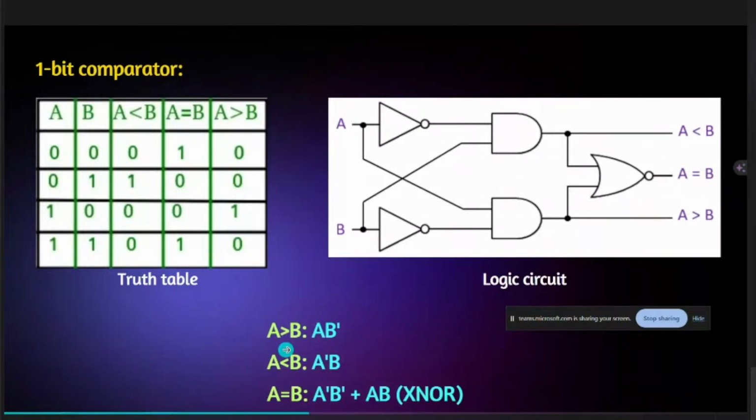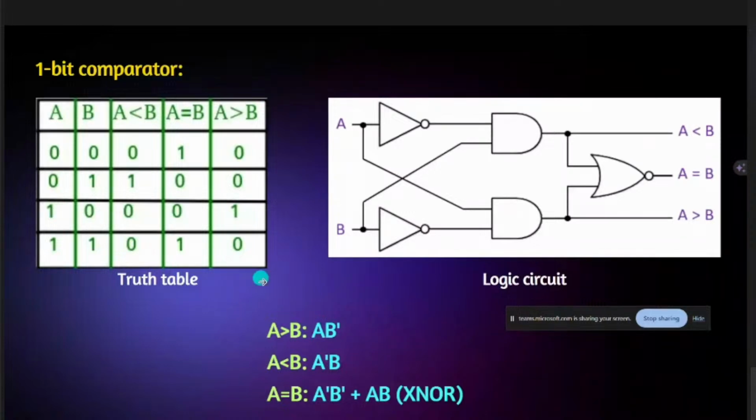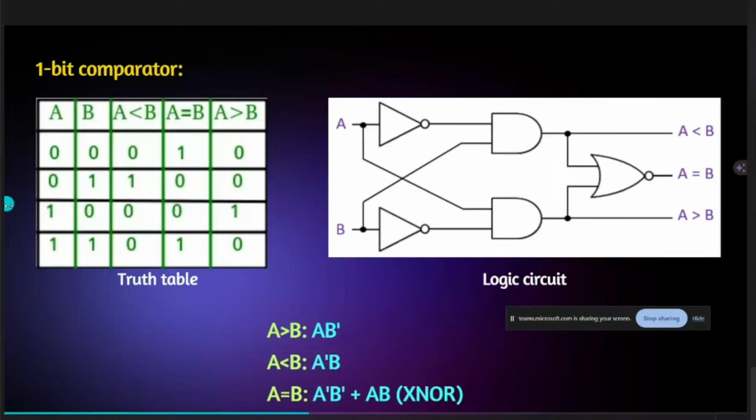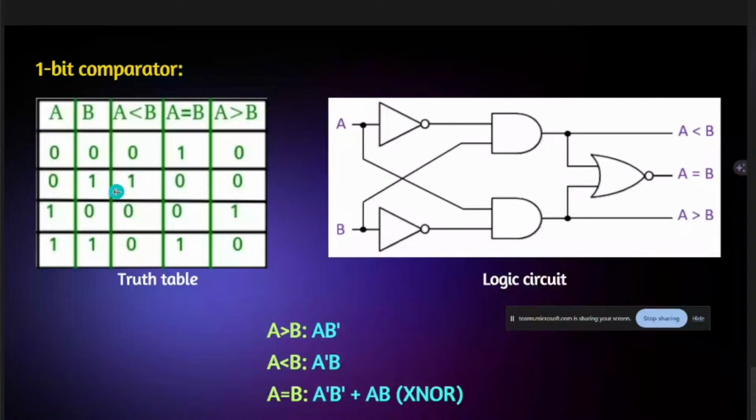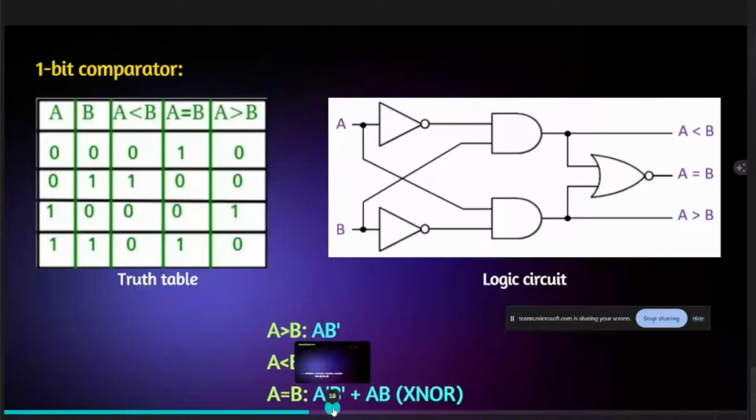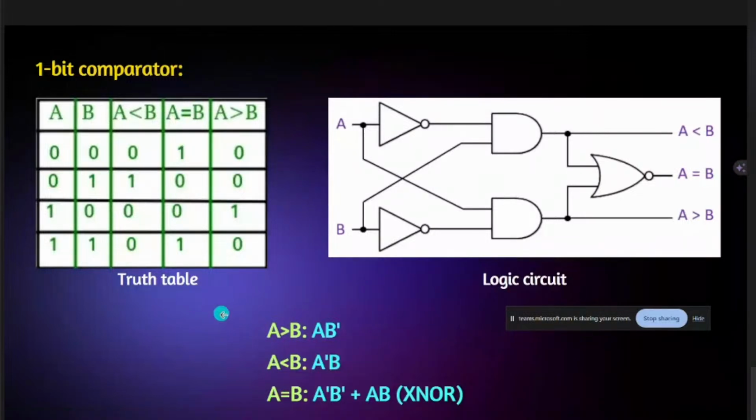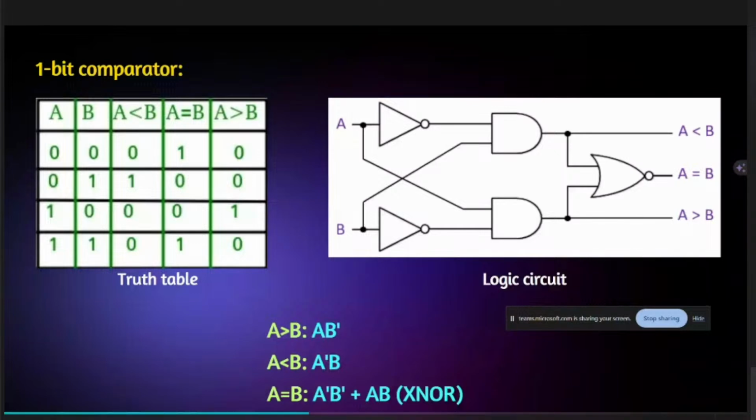Then figure out the expressions for A greater than B, A less than B, and A equal to B from the truth table. You can see for A greater than B, you have 1 when A is 1, B is 0. So the minterm should be A B complement. A less than B is 1 when A is 0, B is 1. So the minterm should be A complement B. And A equal to B is 1 when both A and B are either 0 or 1. So this is nothing but the XNOR gate, A complement B complement plus AB. Okay, so from this you can easily build this logic circuit. It is also pretty direct.